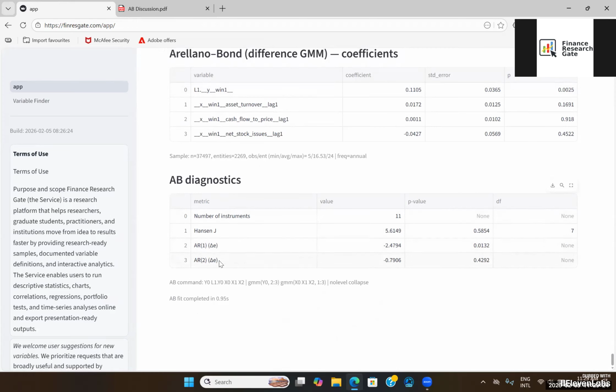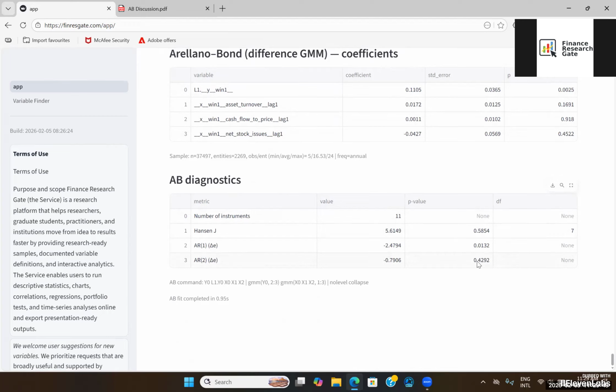We are particularly concerned with the second one, because if its significance is confirmed, it indicates the presence of error correlation within the level form, and consequently, we might need to consider employing a lagged instrument. So, in our situation, we initially employ the second lag of R&D. However, it might become necessary to utilize the third or even the fourth lag, or perhaps alternative instruments within our systems equation.